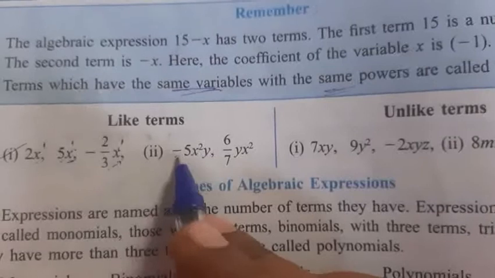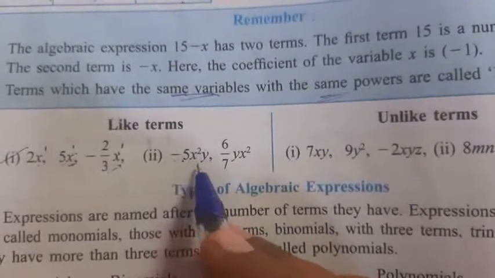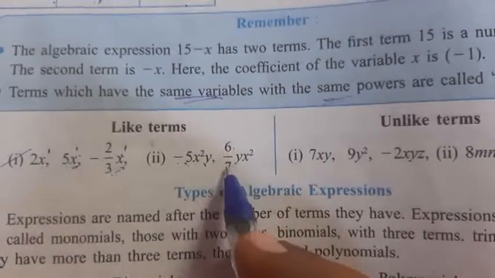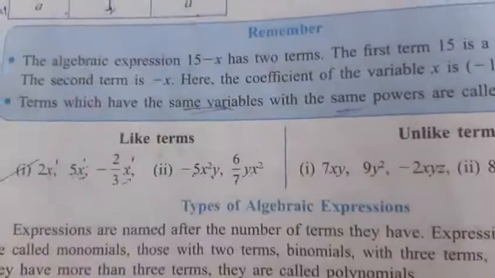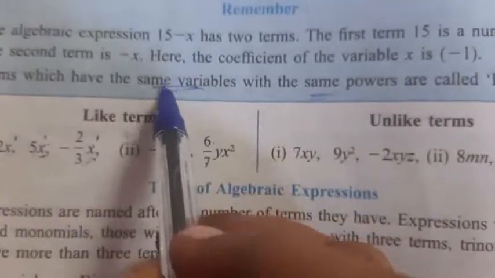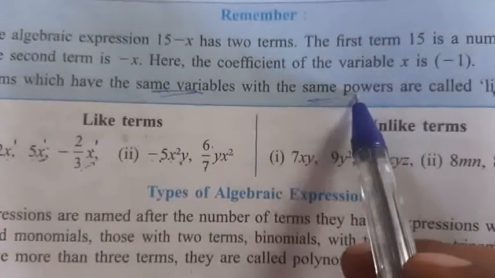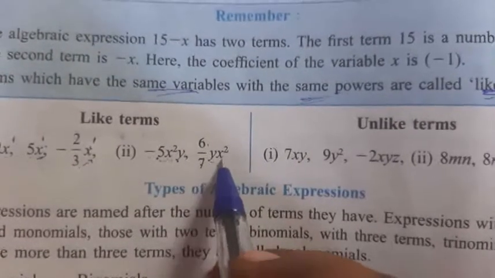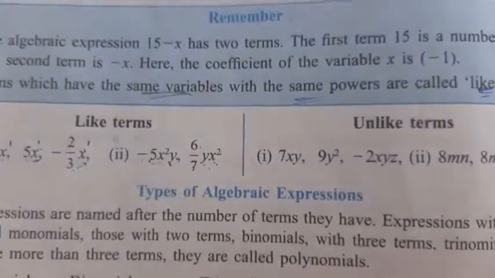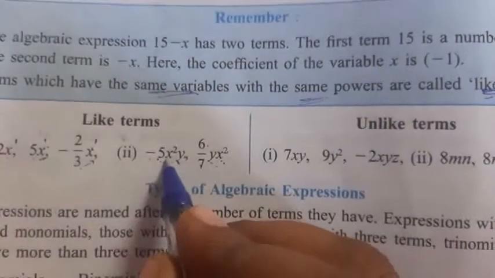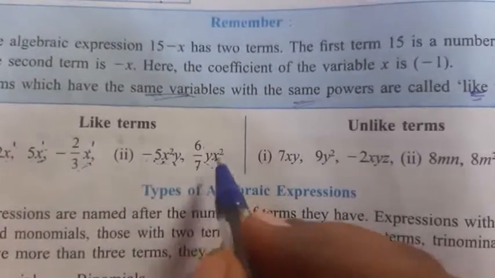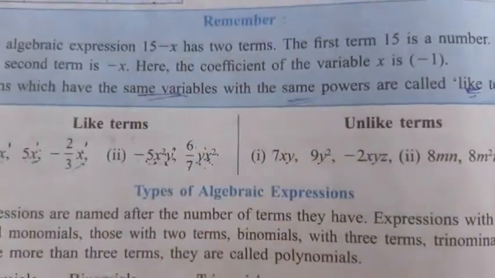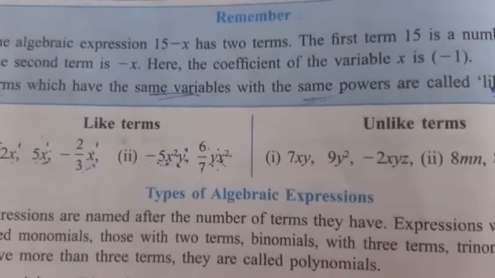Next is 5 minus 5x square y and second term is 6 by 7 yx square. So we have to check two conditions. Variable should be same and power should be same. So which variables are present here? X and y. Here x and y. So variables are same. Now we will check for index. Here index of x is 2. Here also index of x is 2. Here index of y is 1 and here also index of y is 1. So these are called like terms.